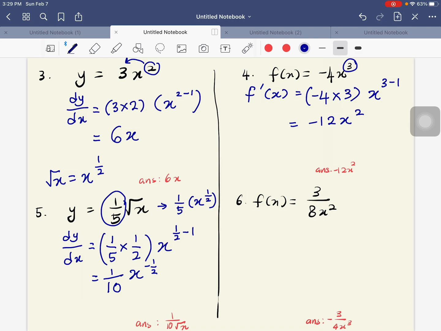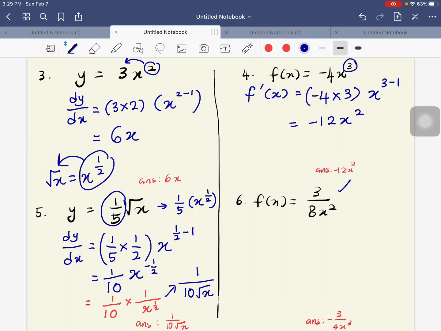So when the power is negative, it means 1 over 10 times 1 over x power of 1 over 2. You already learned this in Form 3 and I know you still remember this. Okay, and then we can simplify this. x power of 1 over 2 is actually square root of x. So we can simplify to be 10 square root of x. Okay, easy, right? Alright. Okay, what about this one?